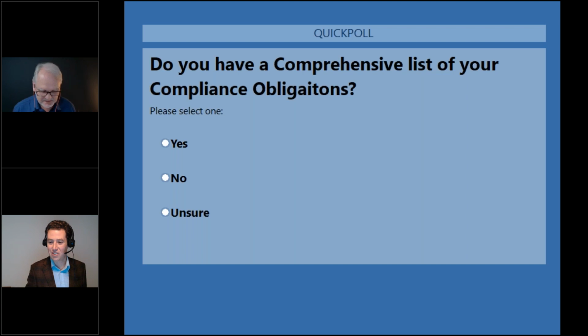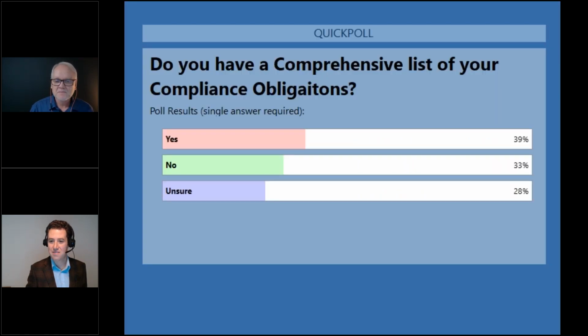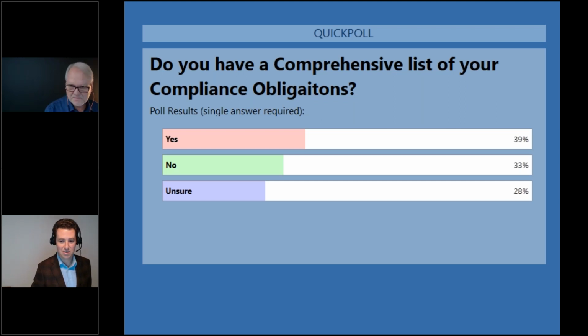All right, I'm going to close the poll in 30 seconds. We got more than half the people voted. All right, let's close this and I'll share. So we have about 40% are saying yes, they have a comprehensive list, 33% say no, and then 30% are unsure. Meaning maybe they don't know where the list is or if it's complete or not. So there's some work to be done here.